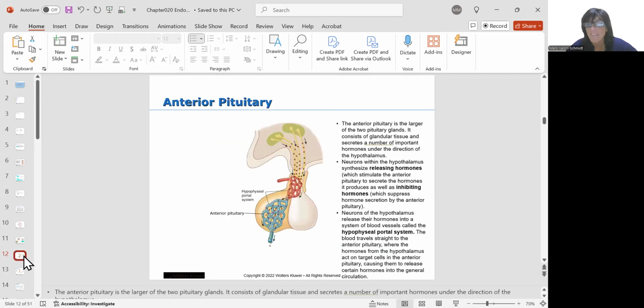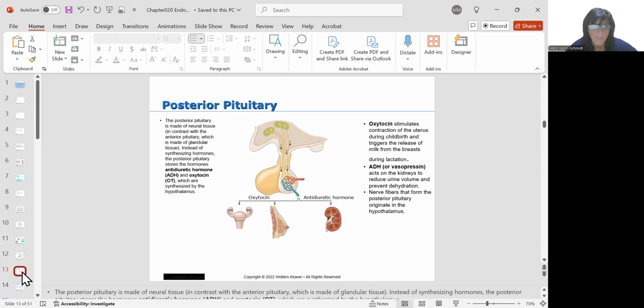So let's talk about the anterior pituitary. The anterior pituitary is the larger one, and it secretes releasing hormones and inhibiting hormones. Some hormones stop the action of other things, they're inhibiting hormones, and some stimulate the action of other things. So just understand that. It's going to make sense, I promise.